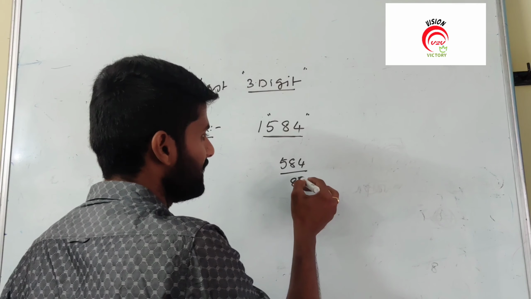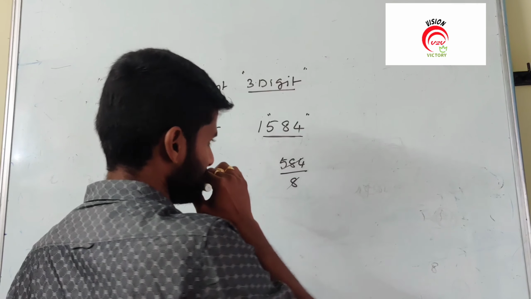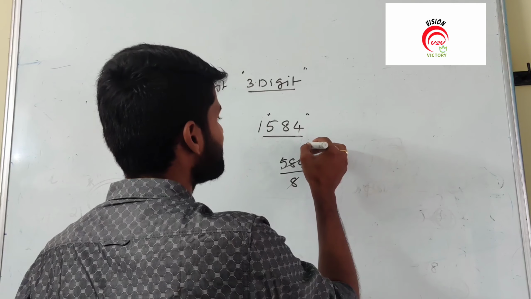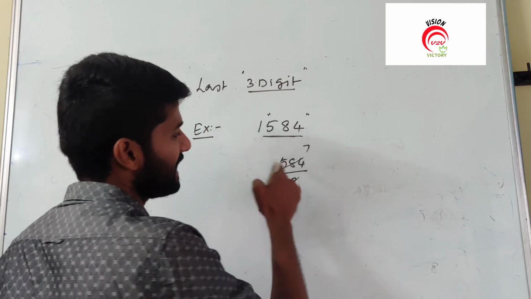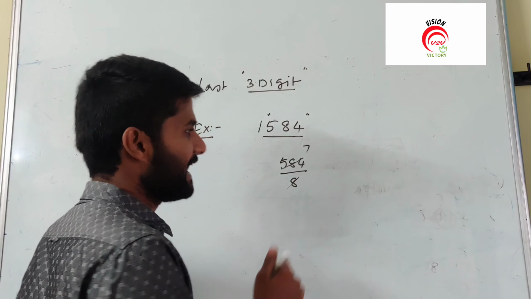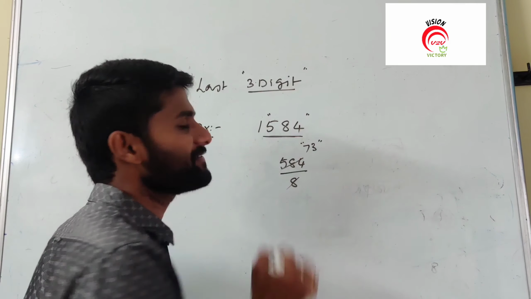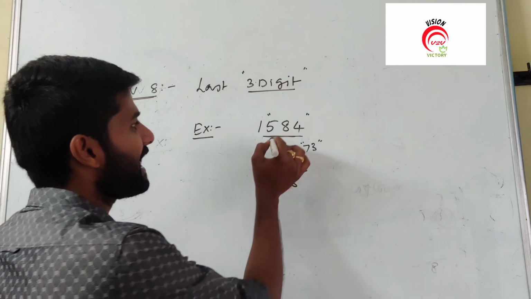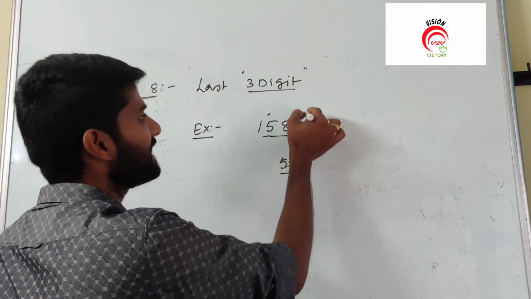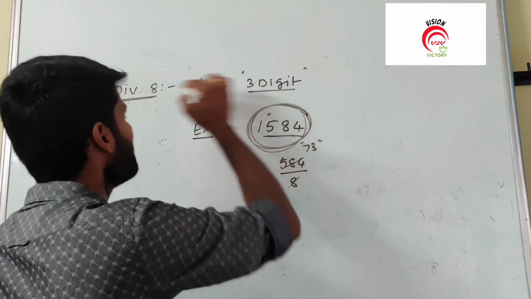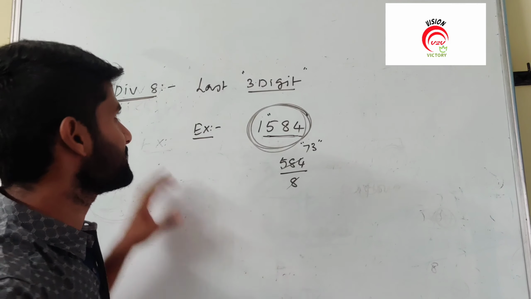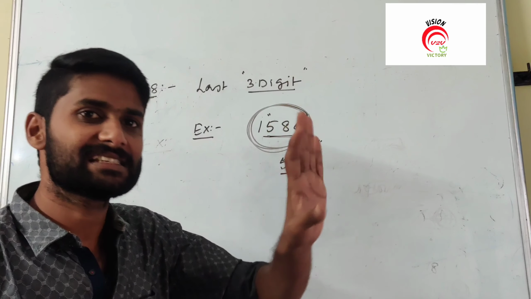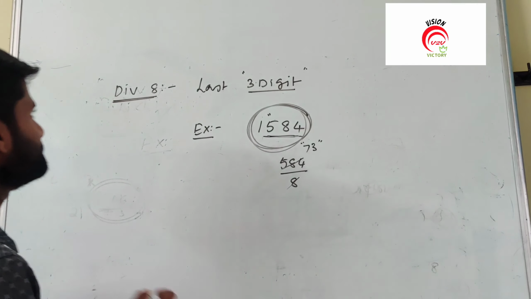Just check with this number. So how many times does 8 go into it? 8 7s are 56 and we are left with 24. 8 3s are 24, which means it is exactly 73 times 8. If the last 3 digits are divisible by 8, the entire number is also divisible by 8. So this rule says to focus on only the last 3 digits. Clear?